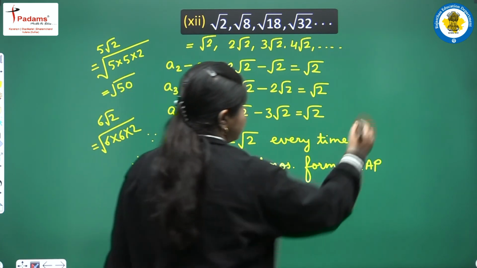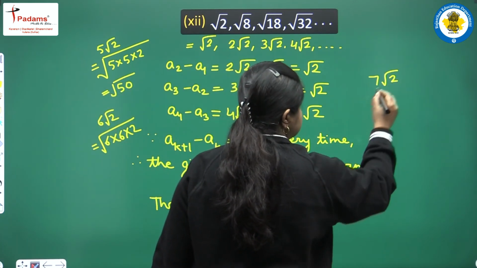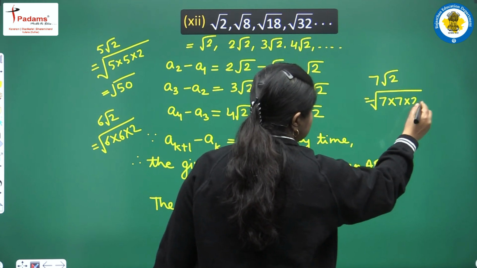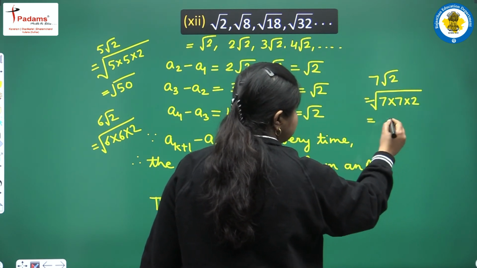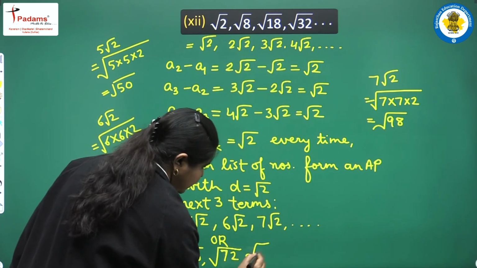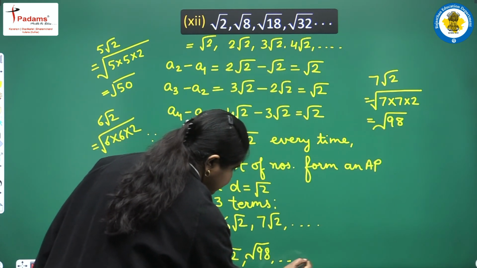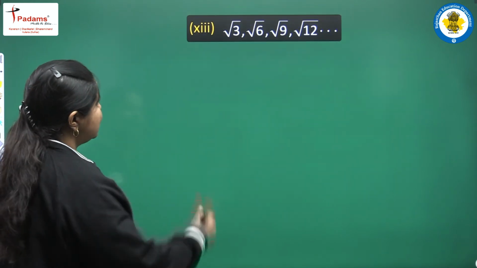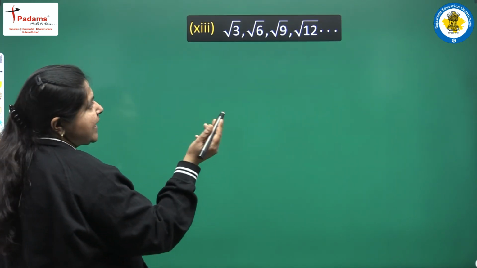और 7 रूट 2 को कैसे लिखेंगे देखिए आप, 7 को हम अंदर पेयर फॉर्म में ले लेते हैं, 7 into 7 into 2. This will be 49 into 2, that is 98. So square root of 98. इस तरह से हमने अगली टर्म्स लिखनी है. ठीक है. Next we take root 3, root 6, root 9, root 12.